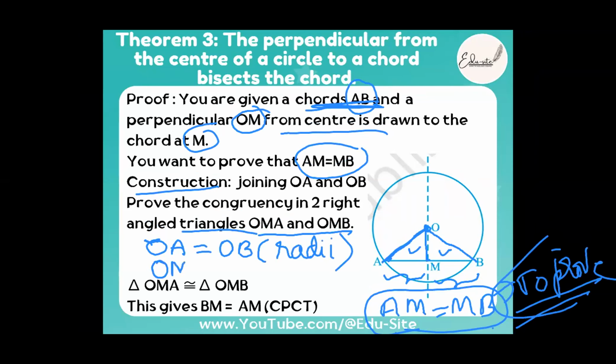AM is equal to MB. No, this is to prove. We have to prove this, AM is equal to MB. It's not given. The perpendicular from the center of the circle to a chord bisects the chord should be proven, right? This is not given. AM is equal to MB is to be proved, right?